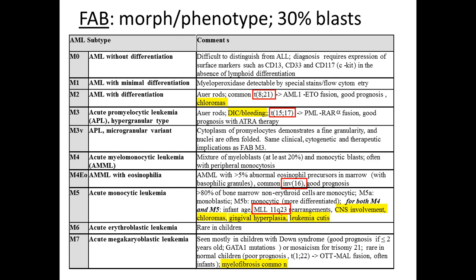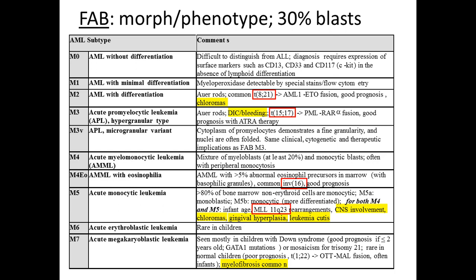So 8;21 typically occurs in M2 AML, which is AML with myeloid differentiation. 15;17 is the PML-RAR alpha translocation that is pathognomonic for promyelocytic leukemia. Inversion 16 is essentially pathognomonic for M4-EO, which is a myelomonocytic leukemia with eosinophilia. And then the MLL rearrangements are most common within the monocytic subtype of AML.